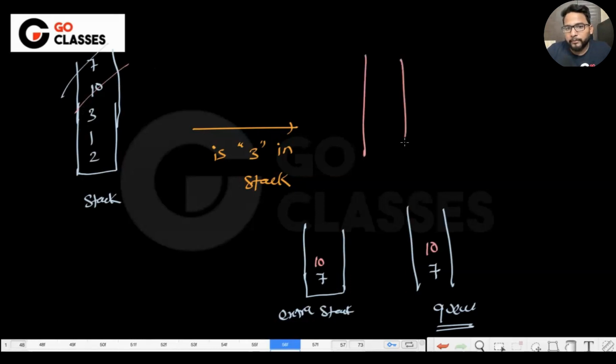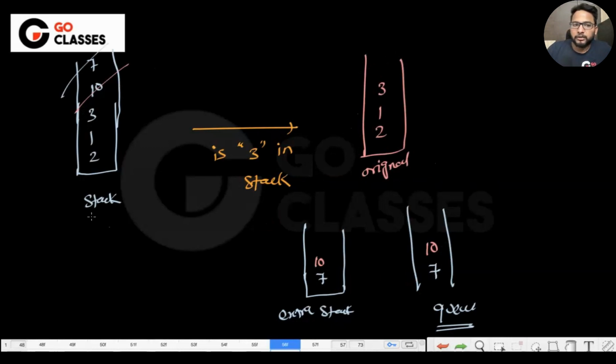So now you have this original stack, which is having 2, 1, 3, right? Now you need to again put 10 and 7. I think it is better to use this extra stack because it will give 10 and 7 in that order, such that 7 is on the top. If you put it in the queue, then what will happen? Then it will give 7 first. But you don't want 7 first, right? You want 10 first.